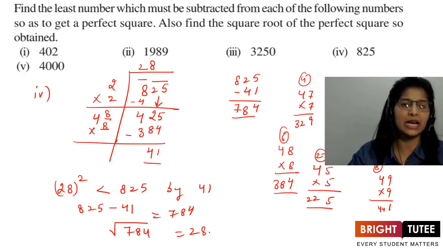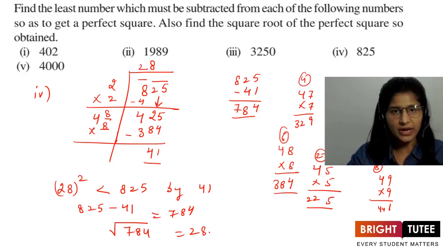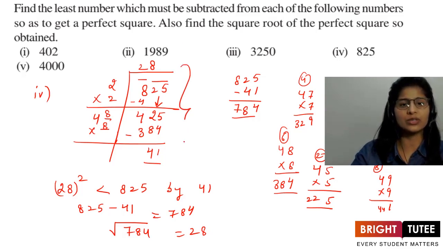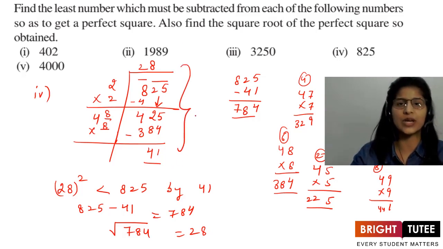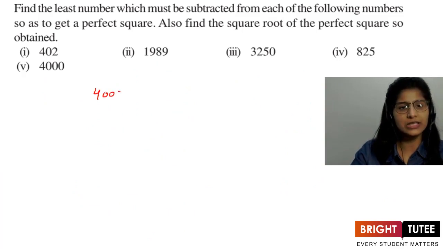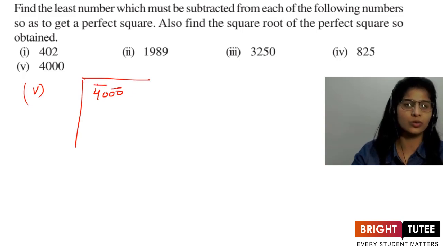Right, sometimes to verify your answer, what you can do is perform it. When you get 784, just try to find out the square root using this long division method only. You will get 28 only. Clear? Let's do the last part, that is 4000. So 4000, and this is the fifth part. So first of all, let's place the bar on 41 and on the other zeros.